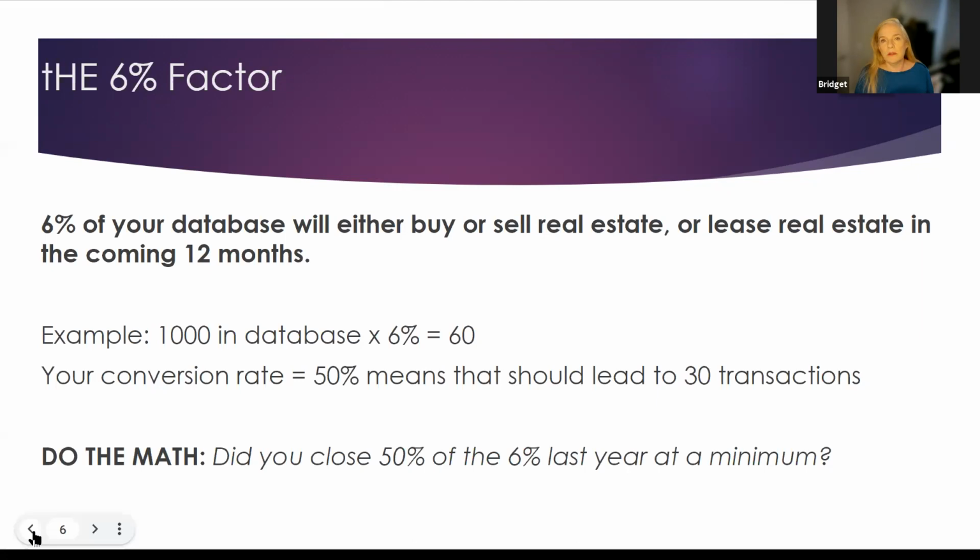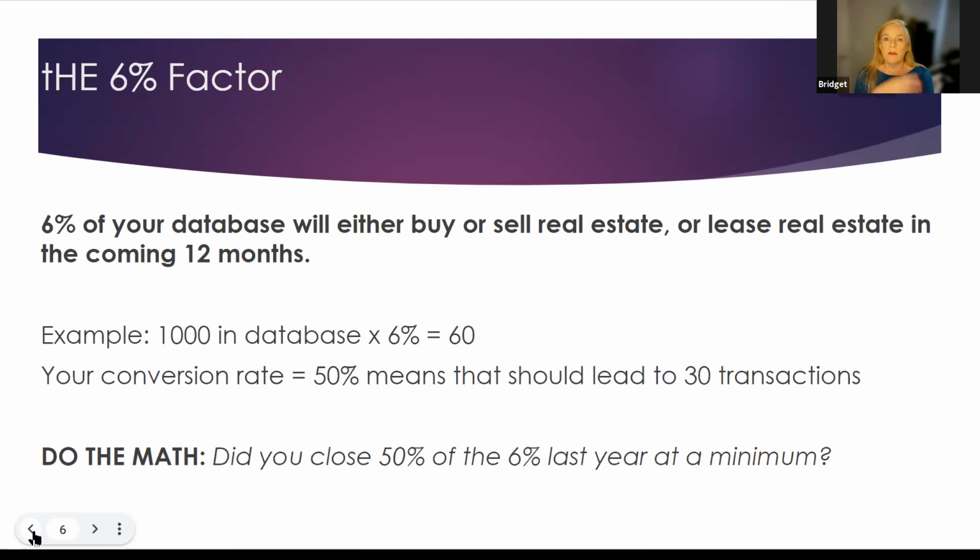So now I want to jump to this. That was the 90% factor. Here's the 6% factor. 6% of your database will either buy real estate, sell real estate, or lease real estate in the coming 12 months. And that is Mets and unmets. This is a broad-based, big data-backed number. Any group of people, we know that 6% of that group will do something in real estate in the next 12 months.